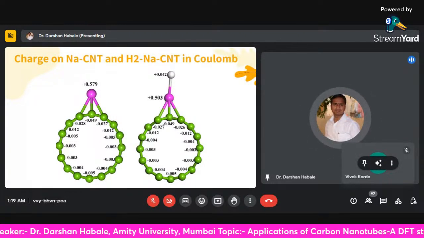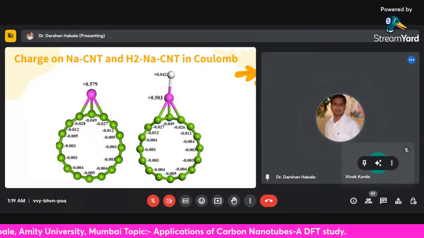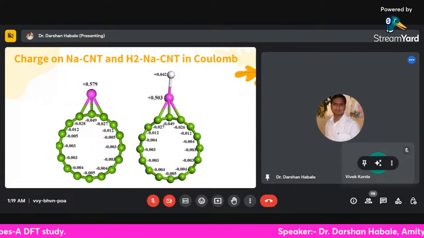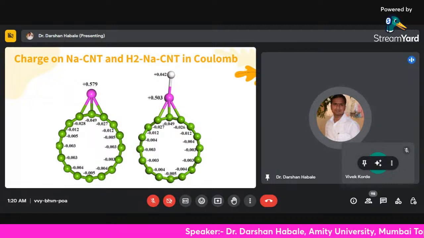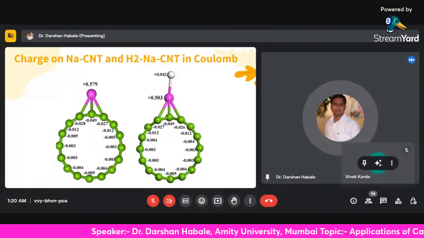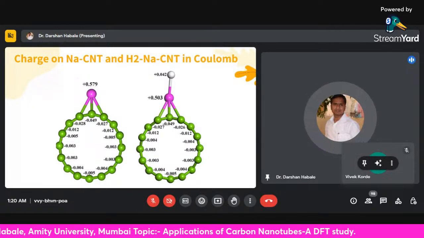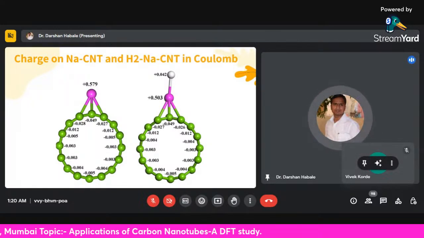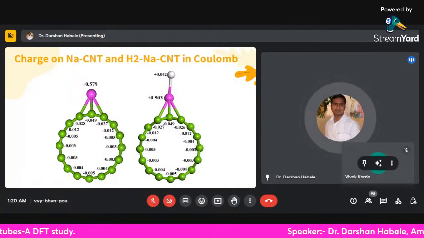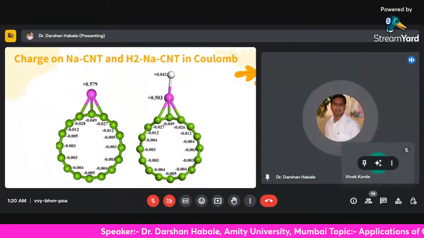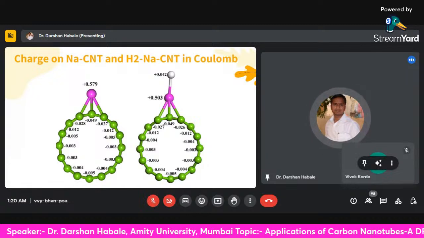Okay, here sodium, the charge on it is 0.579, and for each carbon atom 0.049, 0.027. If you move away from it, the charge goes on decreasing as you move away from the sodium atom. So when the first hydrogen molecule adsorbs on NaSWCNT, the charge on Na reduces. Earlier it was 0.579, but when you adsorb the hydrogen molecule, the charge gets reduced from 0.579 to 0.50. Okay, a little bit of change in the charge. So the charge after H2 adsorption goes down.